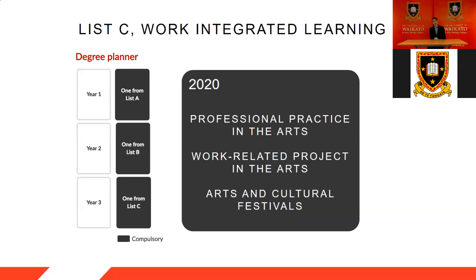And then finally, we've got the Arts and Cultural Festivals work integrated learning paper. So if you're already a creative practitioner in the arts and you contribute to festivals such as the Hamilton Gardens Arts Festival or the Fringe Festival or other festivals that are run in the Waikato, there are many in Hamilton, you can use some of that experience and reflect on that professional experience in the form of this paper.